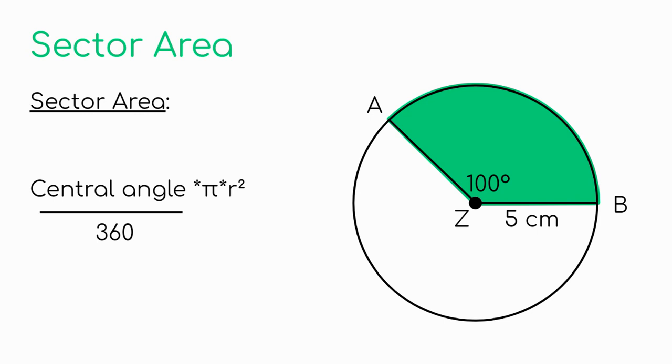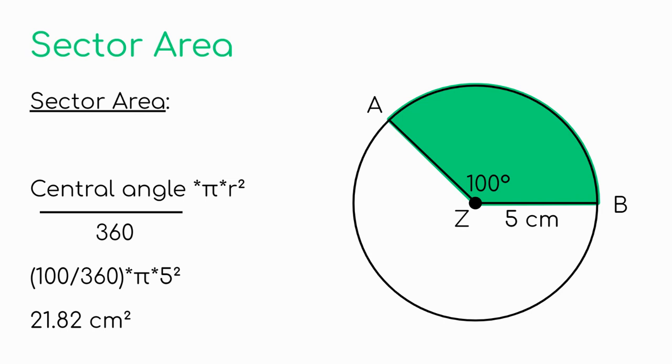So to solve for this, we would plug in our central angle, plug in our radius. So our central angle is 100, our radius is 5. Plug all this into your calculator, 100 divided by 360 times pi times 5 squared. You should have gotten 21.82 centimeters squared.